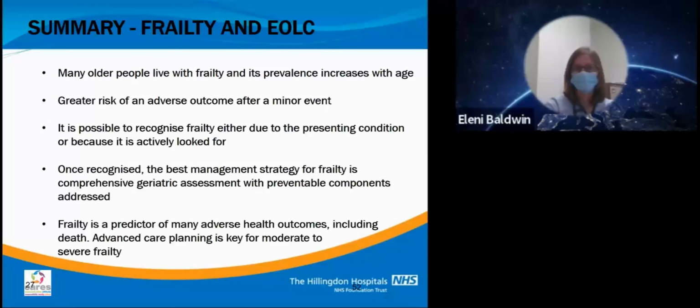And I think I'm going to stop talking. So this is the summary slide for the end. It's common, and it risks adverse outcomes. You should go and look for it, and once you've found it, we should do a comprehensive assessment. Frailty is a predictor of many things, including death. So advanced care planning is the key.